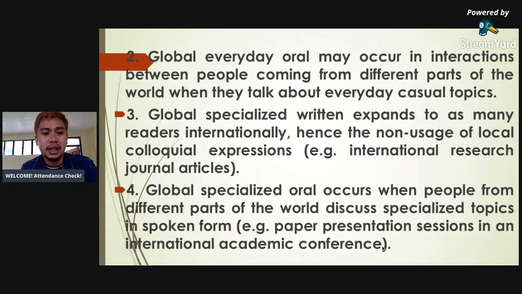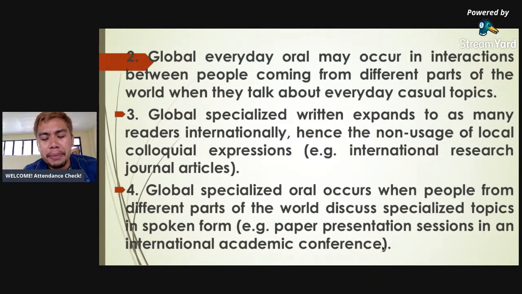It's way different. Number 3, global specialized written expands to as many readers internationally. Hence, the non-usage of local colloquial expression. Example, international research journal articles. Another example of this, for number 3, is that when we publish thesis, dapat English lang talaga. We should not use local colloquial expression. We should not use terms or mannerism or some terminologies na applicable lang.